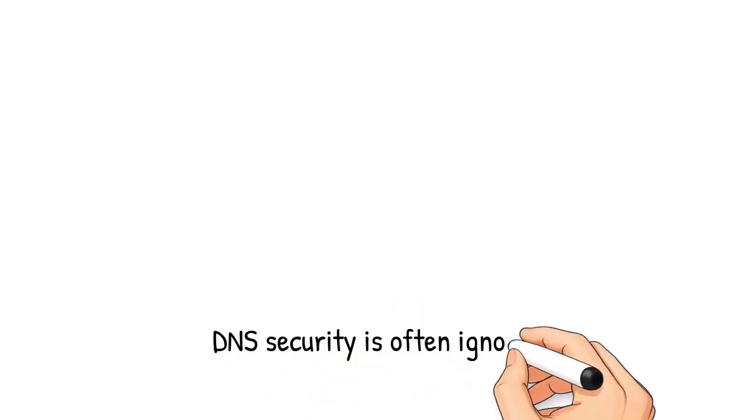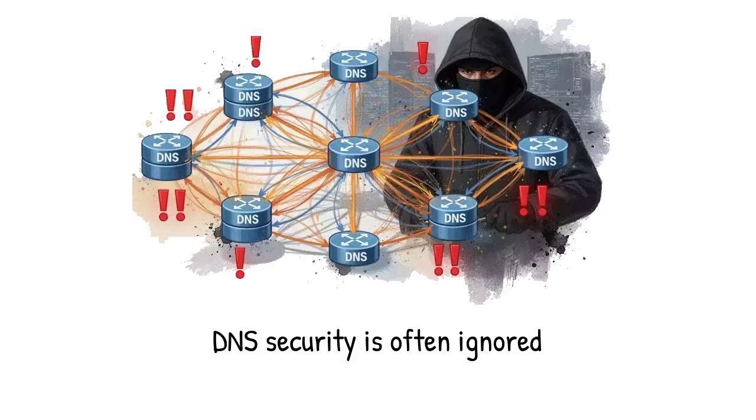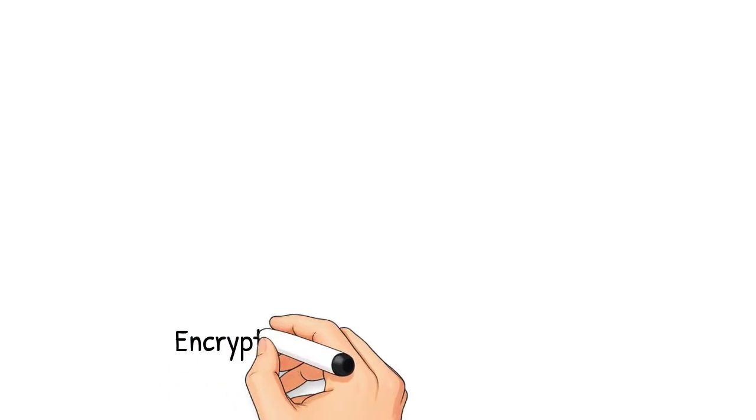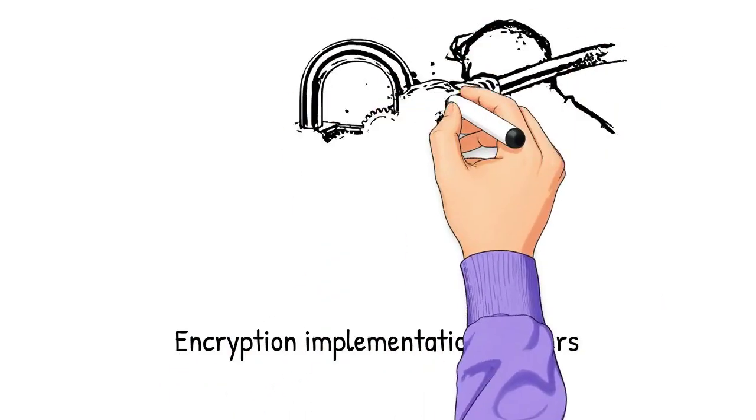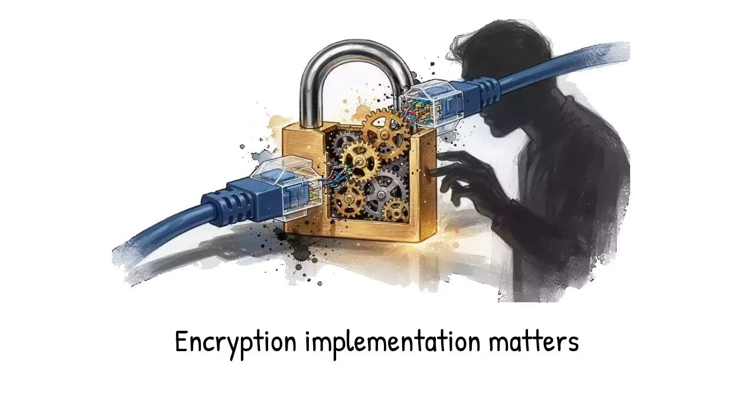Ignoring DNS security. DNS, the address book of the internet, is often overlooked, making it a prime target for attackers. Weak DNS security can allow attackers to hijack traffic, redirect users to malicious sites, or intercept sensitive data unnoticed. Assuming encryption solves everything. Even encrypted protocols can be exploited if their implementation is weak. Encryption alone is not enough. The way it's deployed and managed matters, and attackers look for flaws or shortcuts in the encryption process.